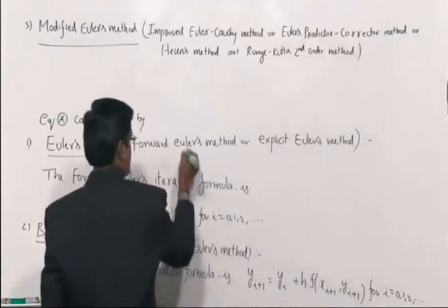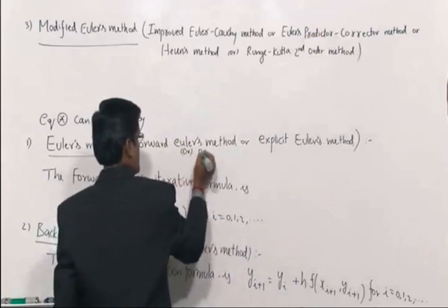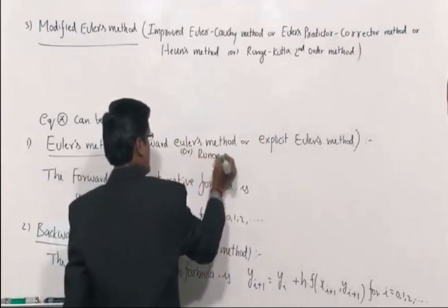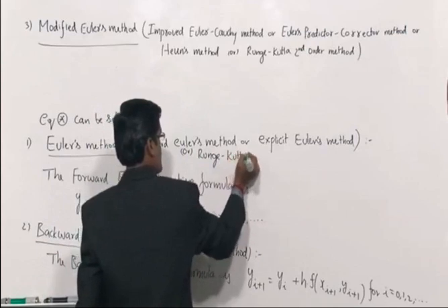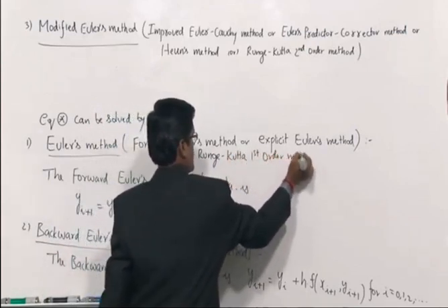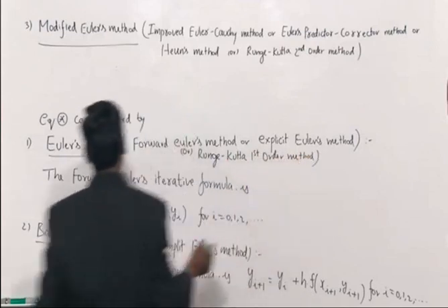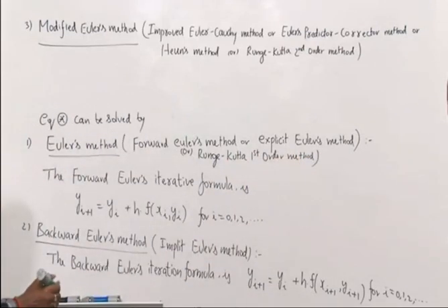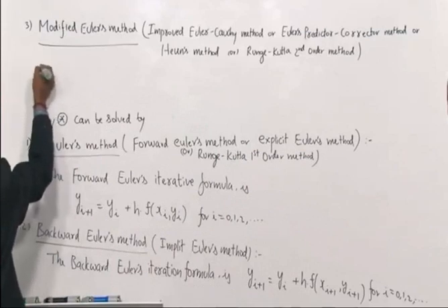So here also you can write Runge-Kutta first order method in Euler's forward method. Now I am explaining the formula.